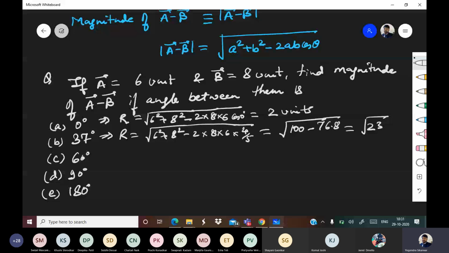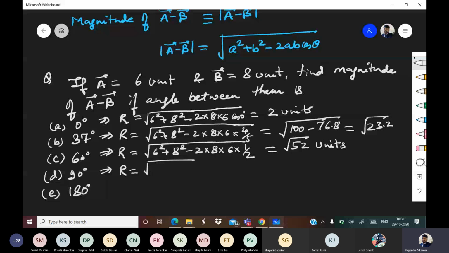When it is 90 degree, r is equal to under the root of 8 square plus 6 square minus 0, because cos 90 will be 0. So the value comes out to be 10 units.